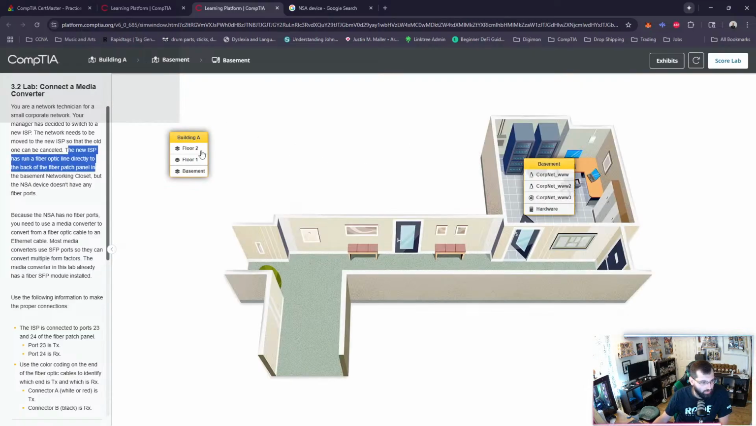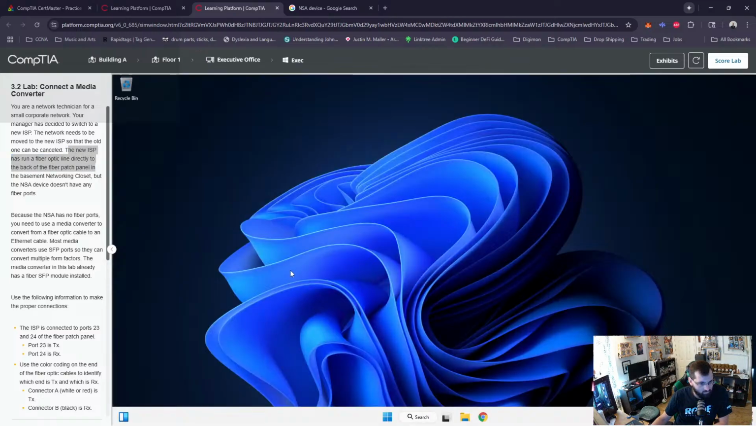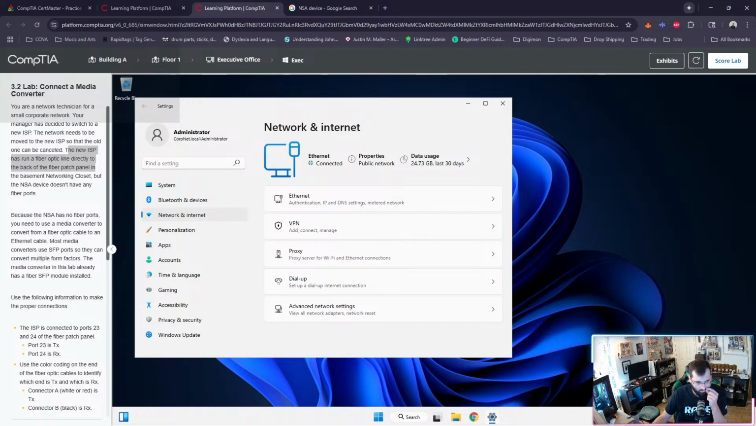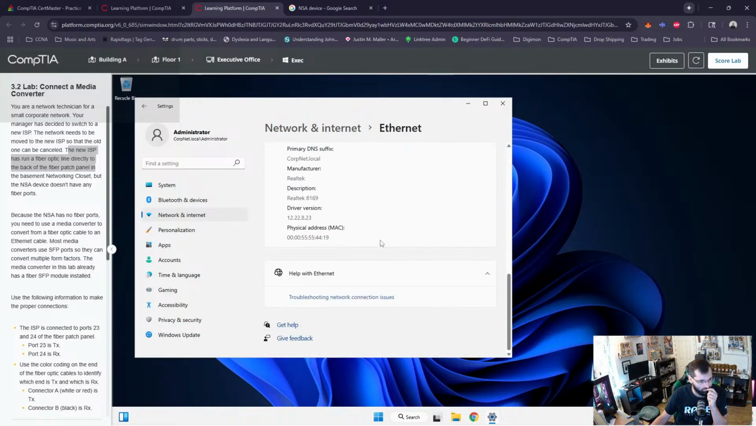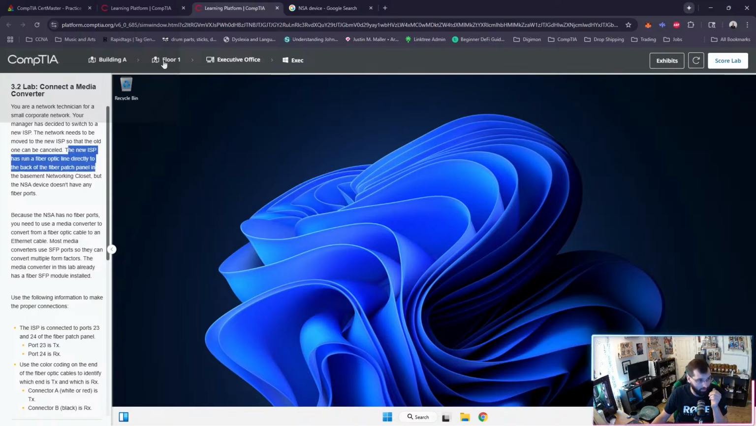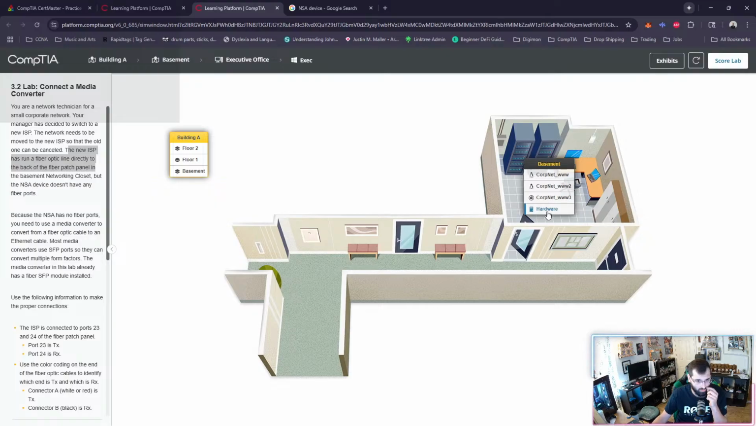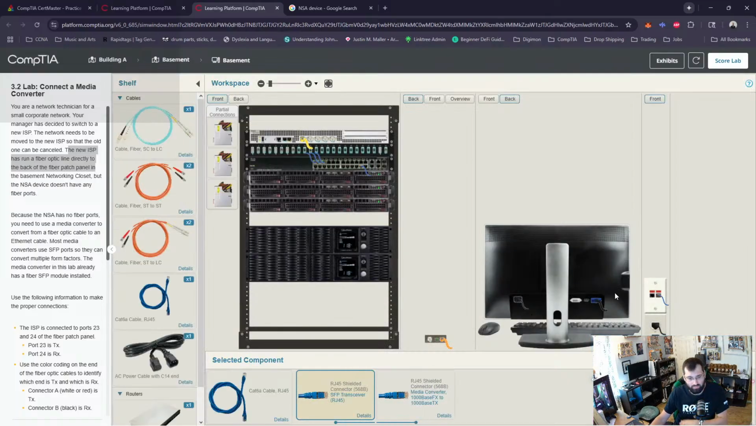Okay, I just moved that wire. Let's check and see if that's better. I have internet access now. Okay, I think I did it right, but what I don't understand is some of the wording and some of the placement of stuff.